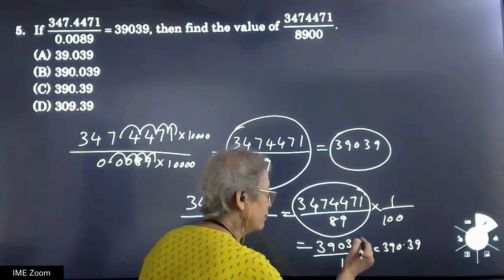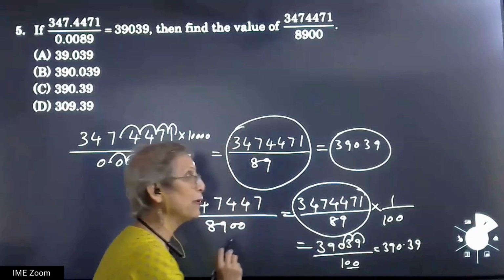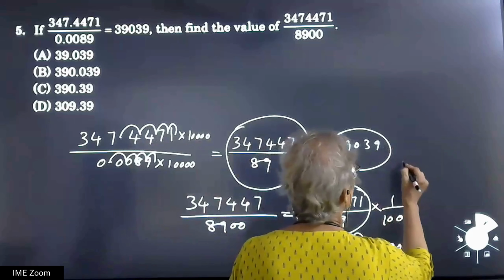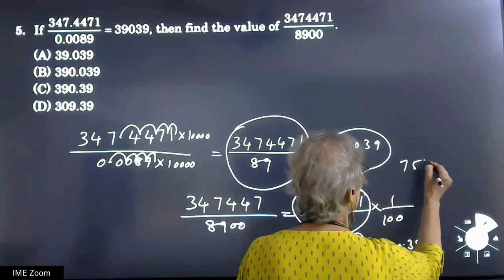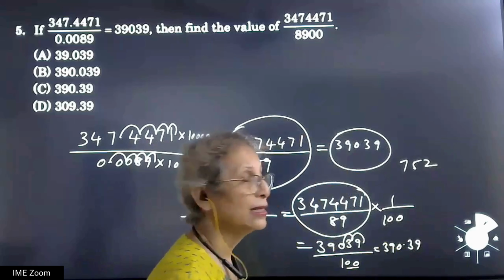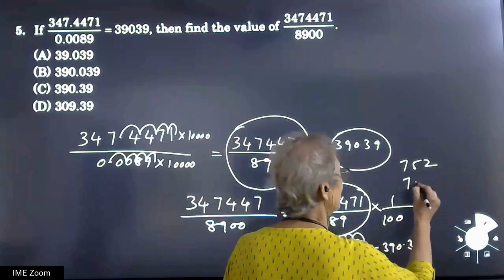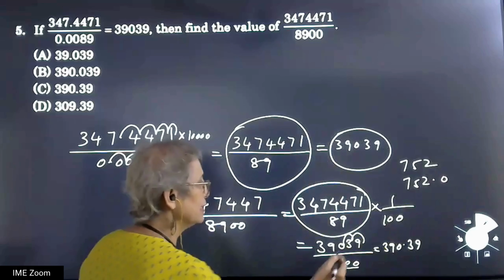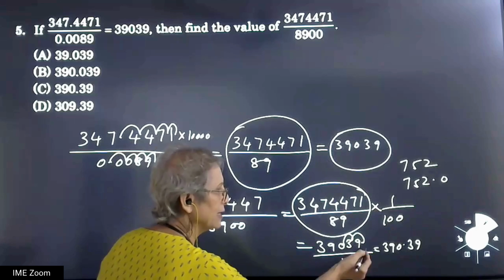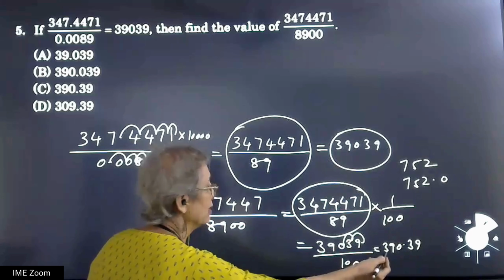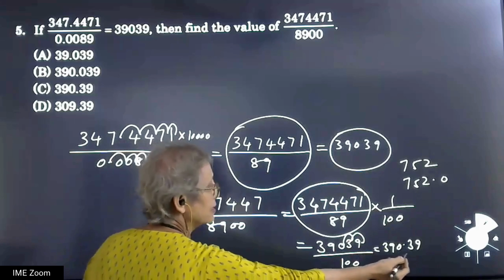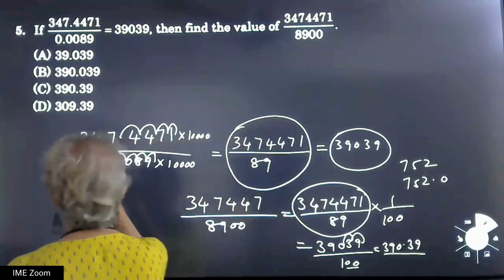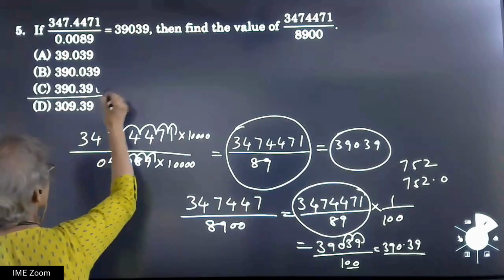390.39. It will be 1 and 2. When decimal point is not given, the meaning is it is in the last. When I write number 752, no decimal point is given. The meaning is it is 752.0. So here the point is somewhere here, and that is to be shifted 2 places this side. So answer is 390.39, right? So this is the answer. Our option is C.